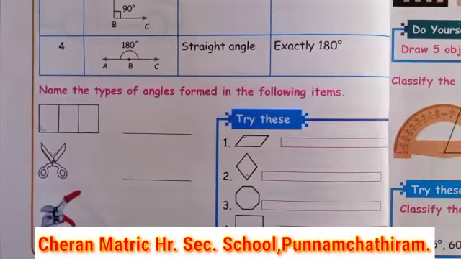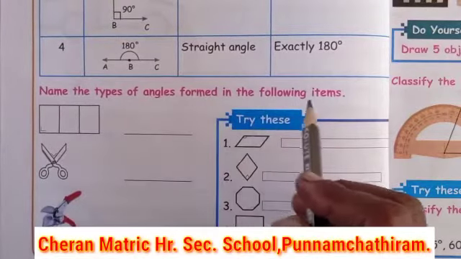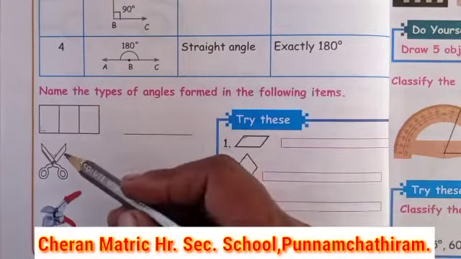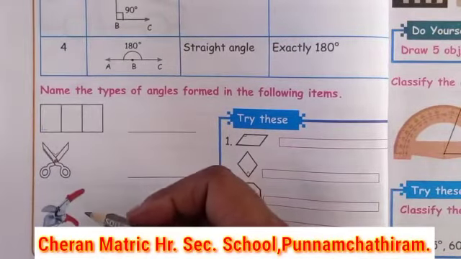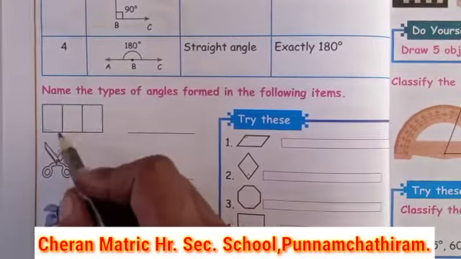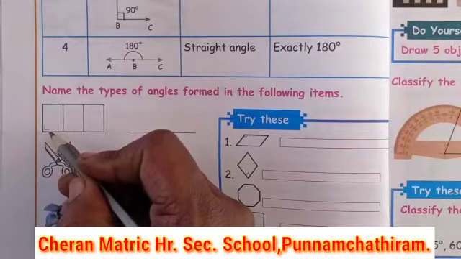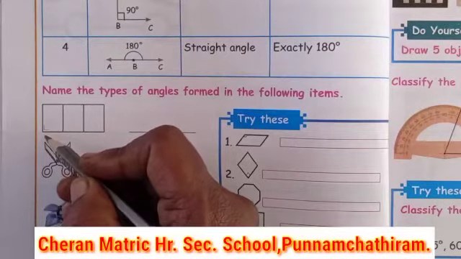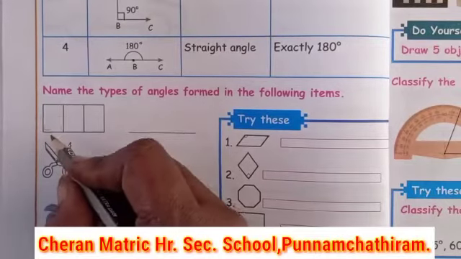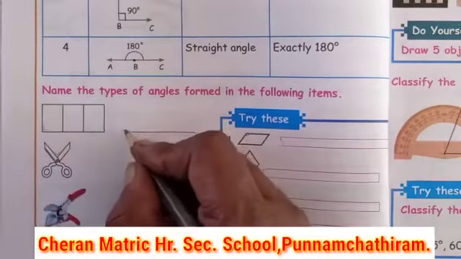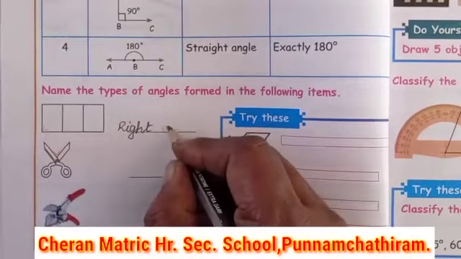Take page number 20. Name the types of angles formed in the following items. They have given some of the pictures. You should find out the type of angle in each. Look at this one. They have given one L shape inside each. They are asking what type of angle is this. Yes, this is exactly 90 degrees. So, this is right angle. Right angle.